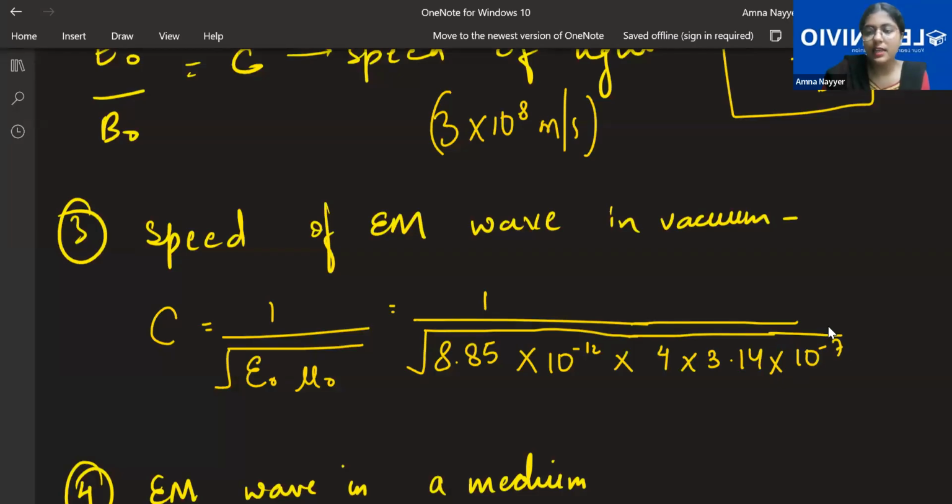When you solve all these things, use a calculator or anything, you will get 3 into 10 to the power 8 meter per second. So 1, 2, and 3 should be remembered, because these are properties written in your NCERT book. So you are expected to remember them. Clear till here?